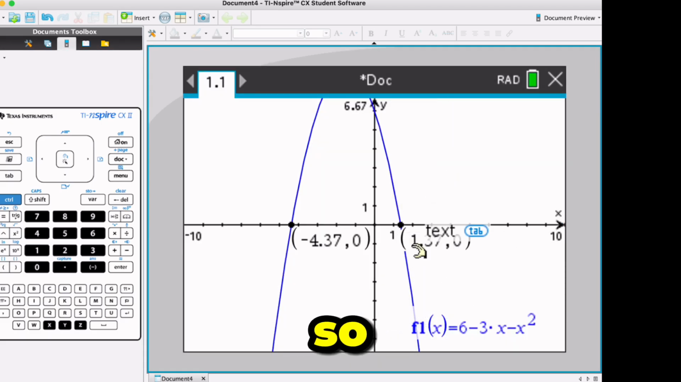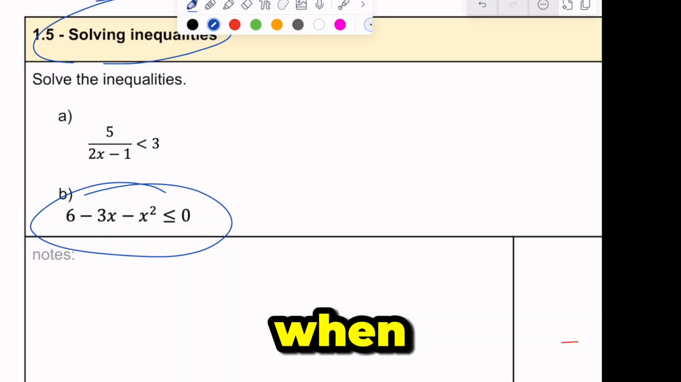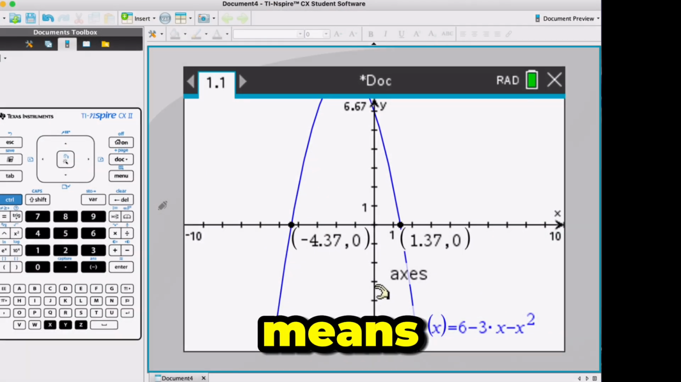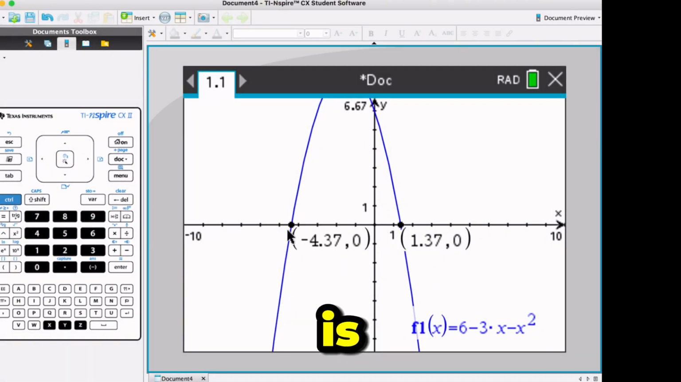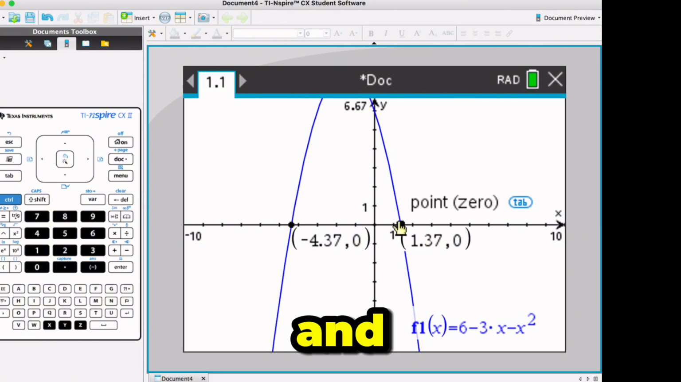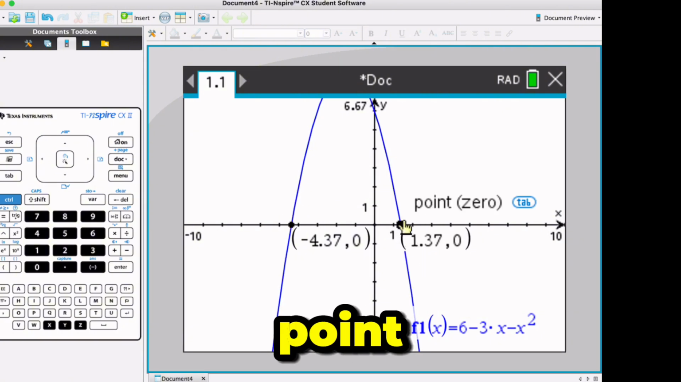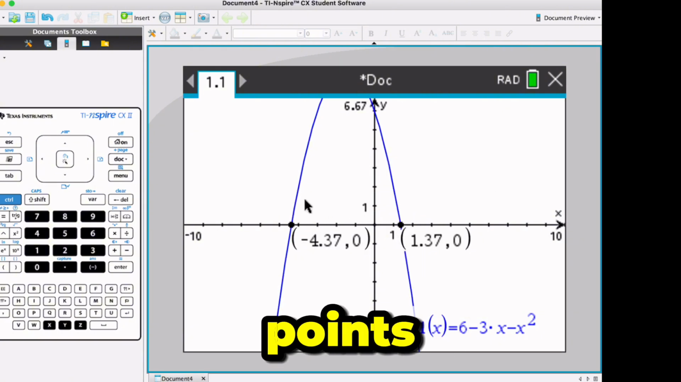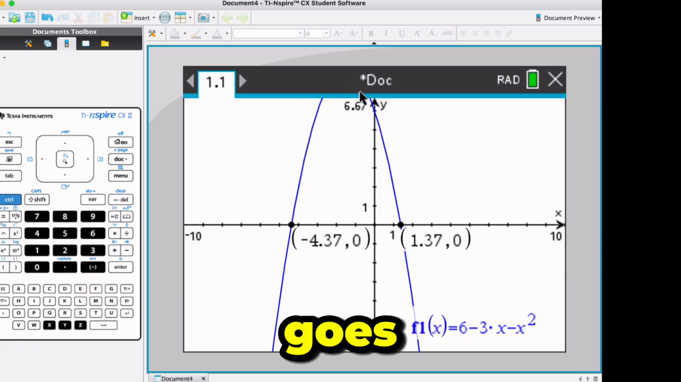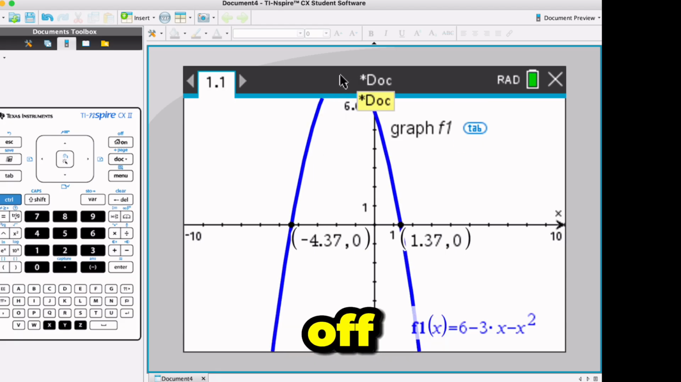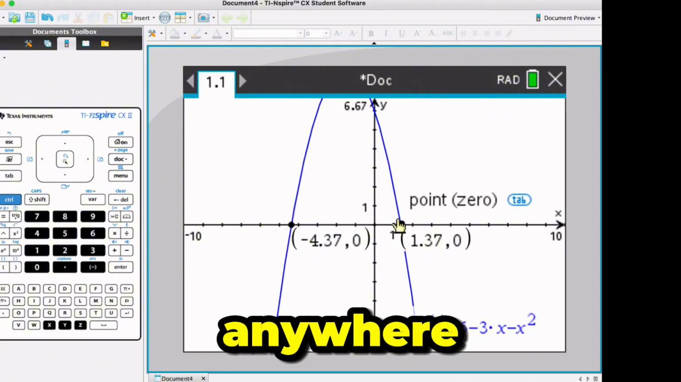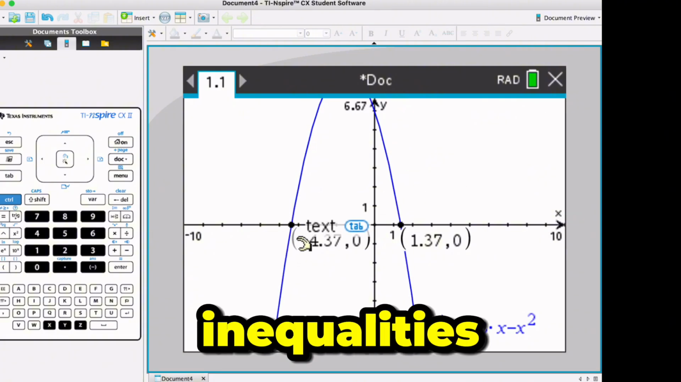Okay, so we've got the values of this equal to 0, but the question states when is the function less than or equal to 0? So that means the function is lower than 0 if we are to the left of this point and to the right of this point. Anywhere in between these 2 points, the function is greater than 0 because it goes all the way up to past 6, because it's off the screen. So we don't want anywhere between these 2 points. So we have 2 inequalities.